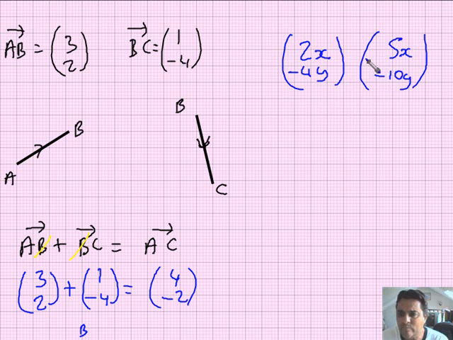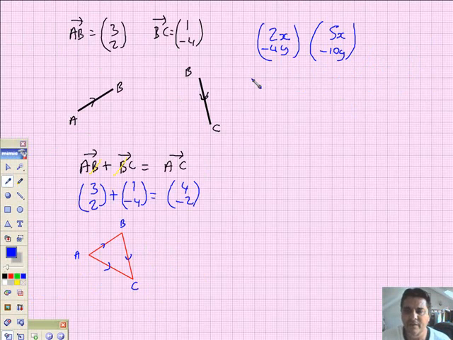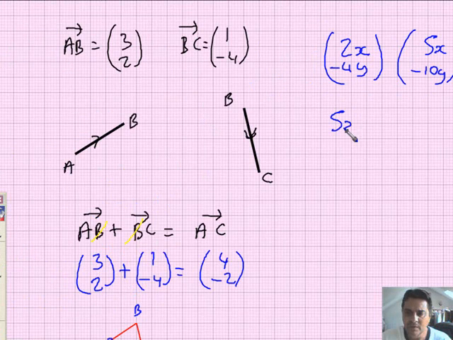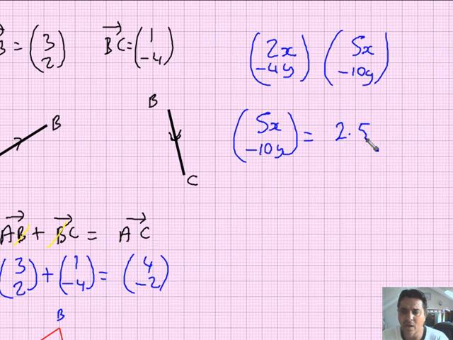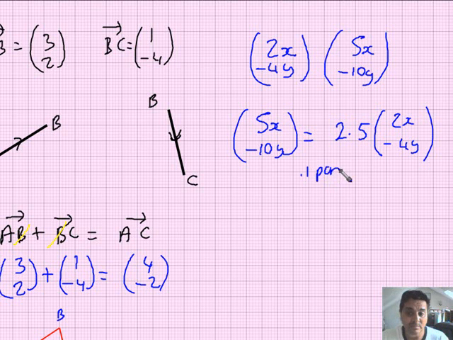If you look very carefully, if I take out 2.5, for example from 2 to 5, I multiply by 2.5. From minus 4 to minus 10, I'm multiplying by 2.5. Therefore, 5x over minus 10y is like saying 2.5 times 2x and minus 4y. Okay, 2.5 times 2x is 5x, sorted. 2.5 times minus 4 is minus 10. So therefore, they are parallel.